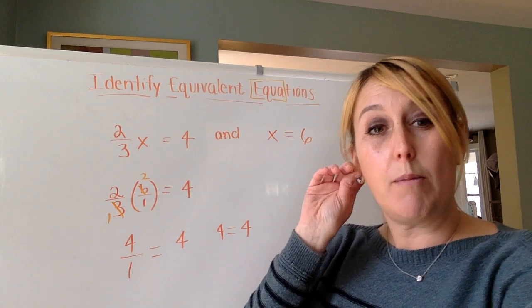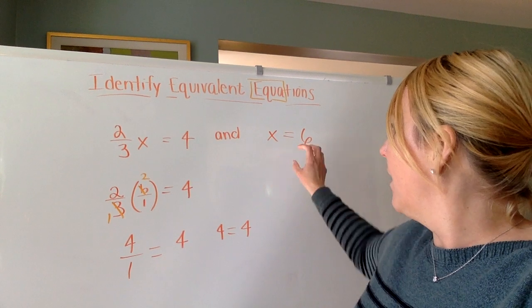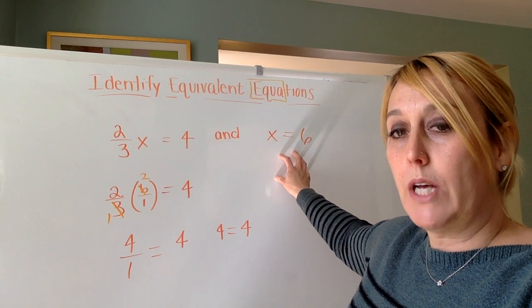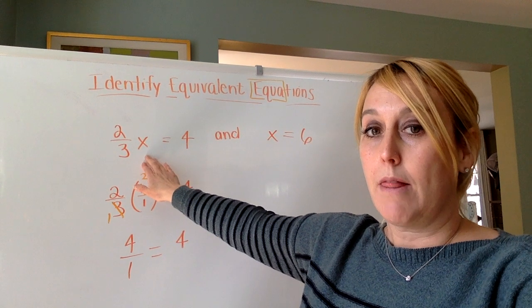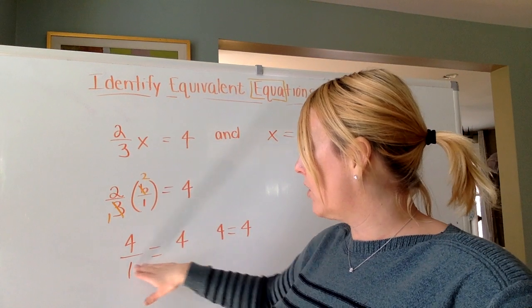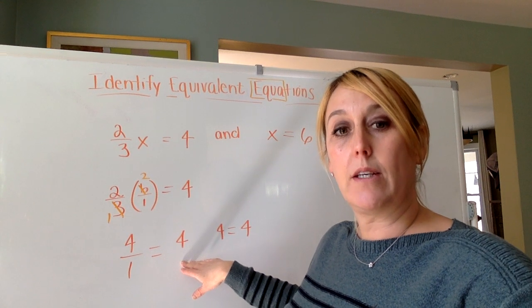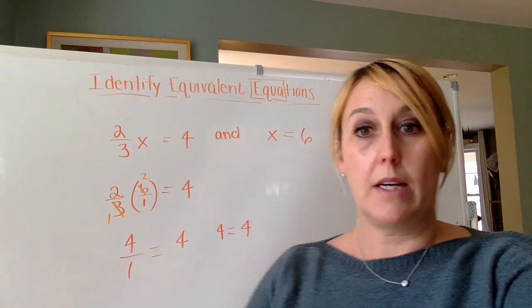So when you have a problem that asks you to determine if it's an equivalent equation, and they just give you a value for the variable, just go ahead and plug that value into that variable and do the work out. And as long as you get that the numbers at the bottom are equal, then you have equivalent equations. So I'm going to have you try some on your own now.